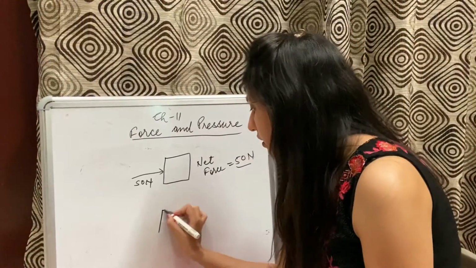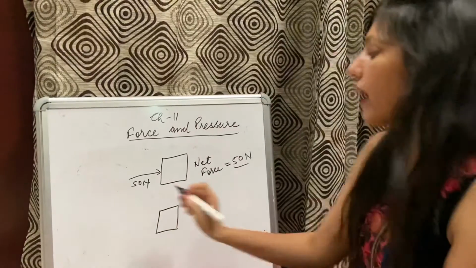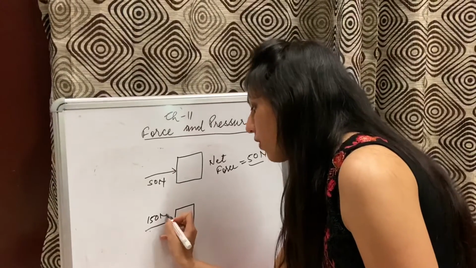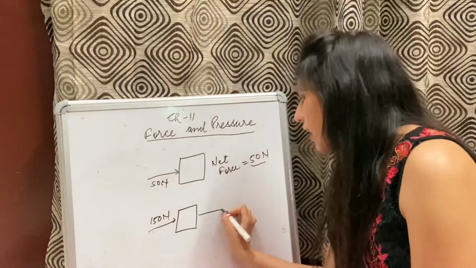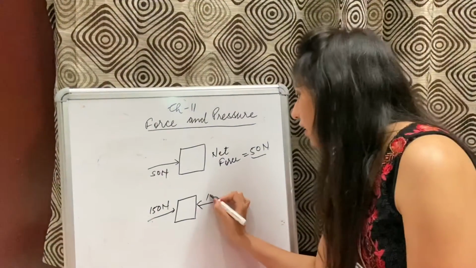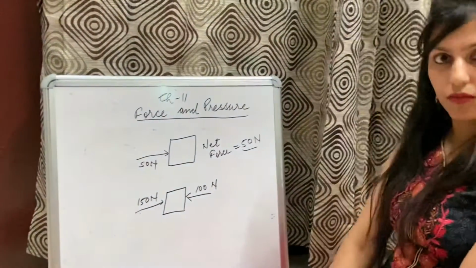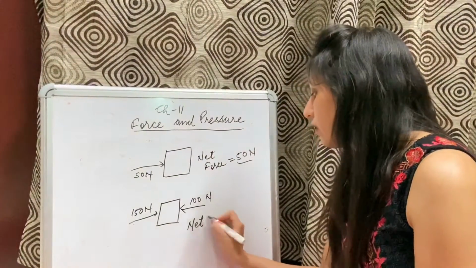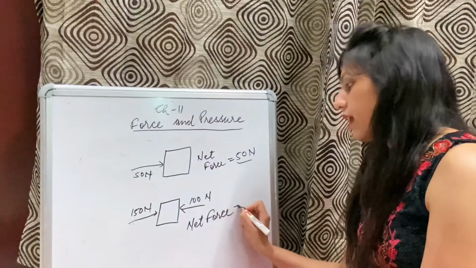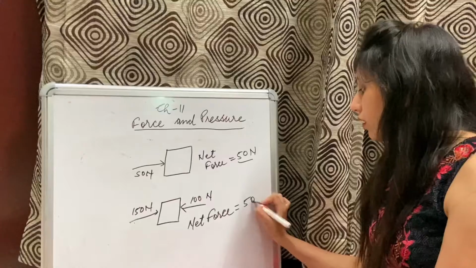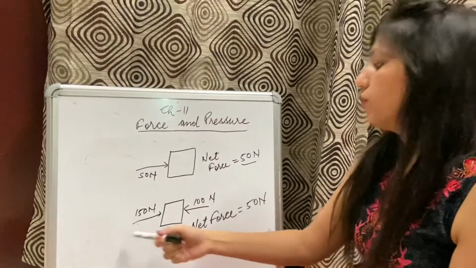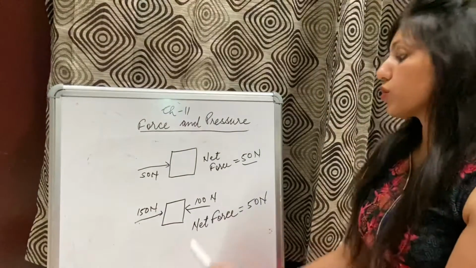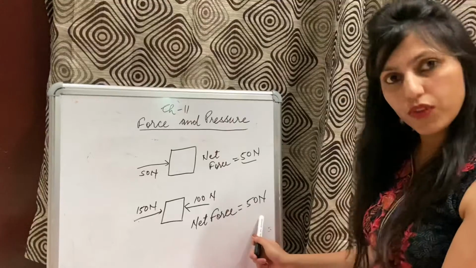Now we have taken the other box and we are applying 150 Newton from the west direction and we are applying 100 Newton from the east direction. Now the net force on this object will be the difference of the two, that is, it will be 50 Newton. So this box will move to the east direction with the force of 50 Newton. So the resultant force on this object is 50 Newton.